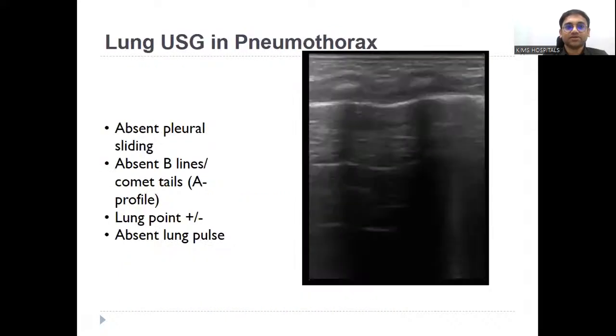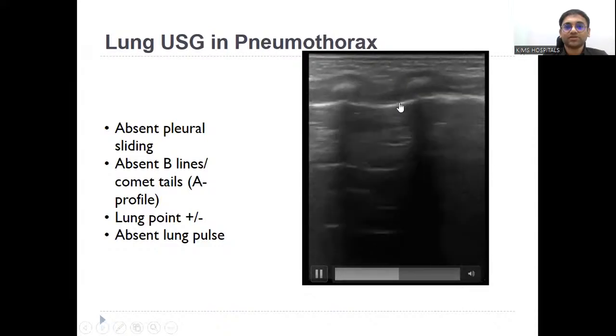This suggests pneumothorax. In the case of pneumothorax on lung ultrasonography, we can see this. This is called the pleural sliding sign. There is no pleural sliding. So this is the part where the pneumothorax is. We have a clear-cut A line. There are no B lines.